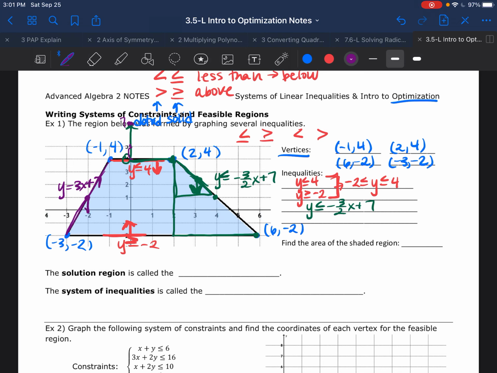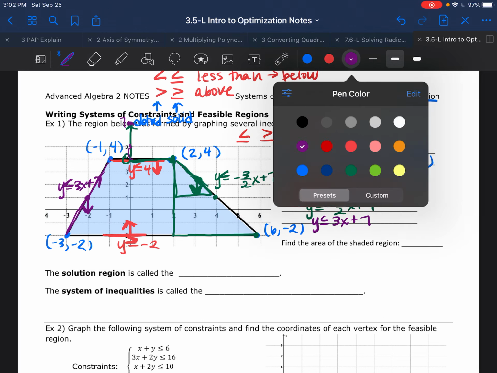And then once again, if I were to draw an arrow to the shaded region, I'd be drawing an arrow down, so I want my less than sign. Less than means below. So y is less than or equal to 3x plus 7. So that's another thing a test could ask you for: here's your region, what are the inequalities for it? Another thing the test could ask you for is to find the area of the shaded region.